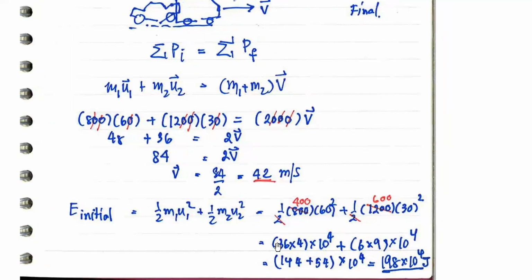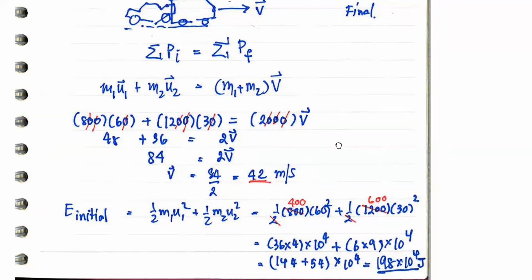Okay, working on that, 60 squared is 36 times 100. So 36 times 4 times 100 times 100, so 10 to the power of 4. Plus 6 times 9 times 10 to the 4. So you got 36 times 4 is 144 plus 6 times 9 is 54. So it's 198 times 10 to the 4, or 1980 kilojoules of initial energy.